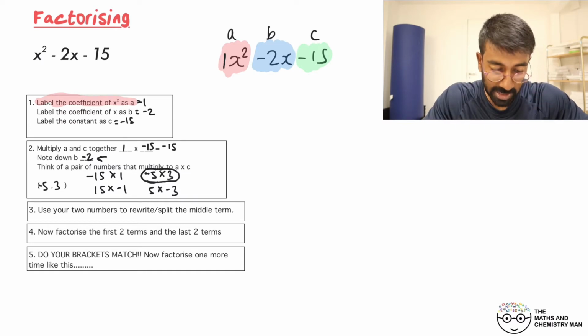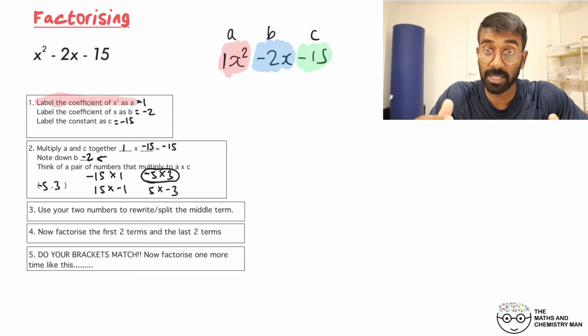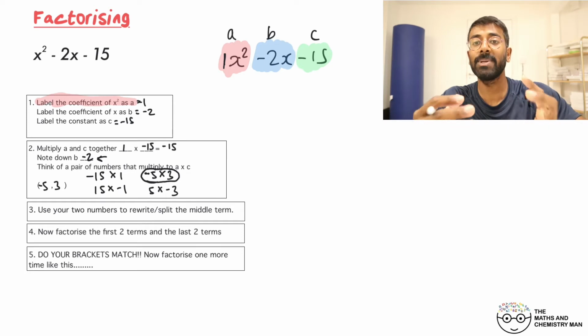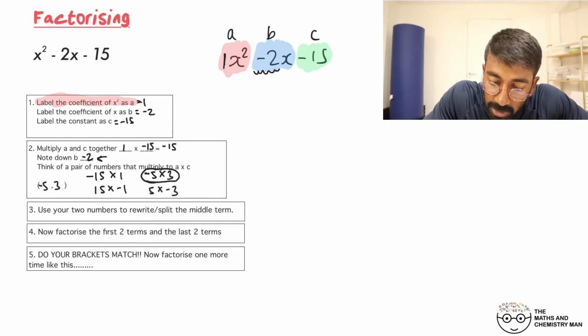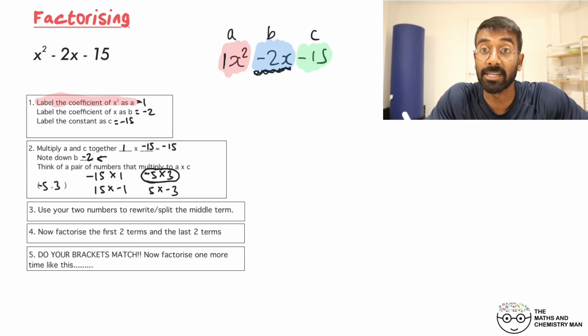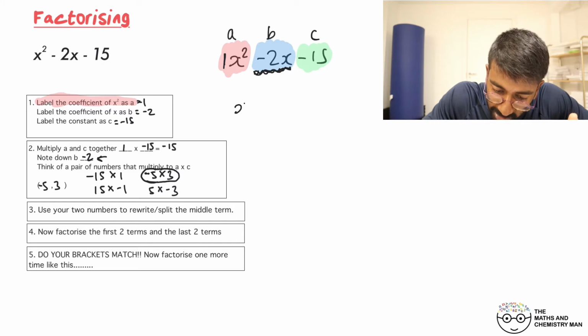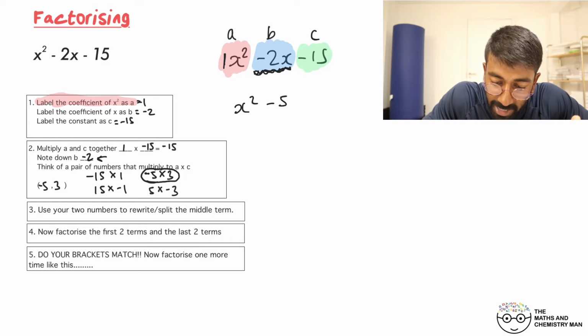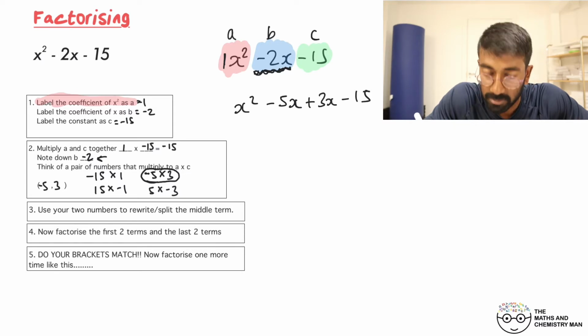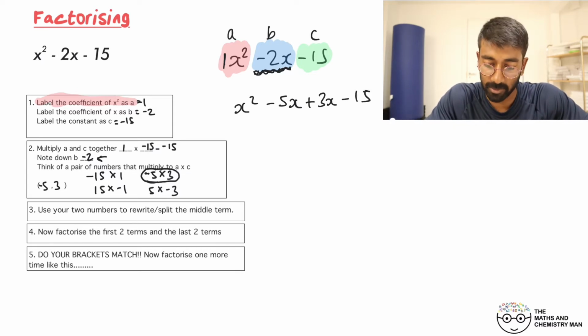So what do we do now? Step 3. Use those two numbers that you've just picked to split up the middle term. You're going to use them to rewrite the minus 2x. So here's what we're going to do. We're going to have x squared, and then minus 5x plus 3x, and then minus 15. Okay, now we're almost there. What do we do now?